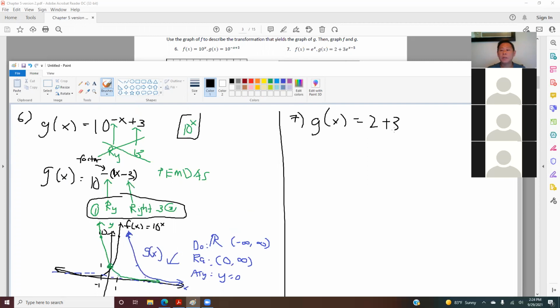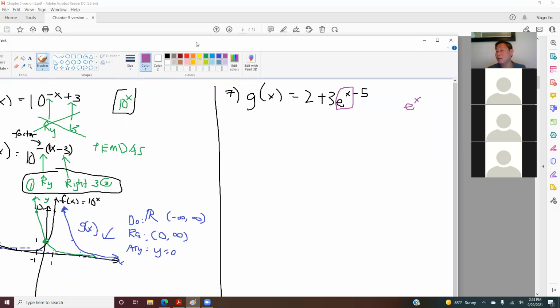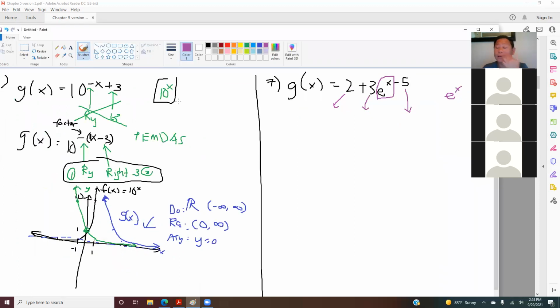2 plus 3 e^(x-5). So this is the function here, and the parent function in this case is e^x, which is this one. So if you take the e^x out from this g(x) function, you have quite a little bit of transformation. You got the 2, you got the 3, and you got the -5. So these are the transformations that we have. Okay, and we do not need to factor this because your x is already 1x. So 1x, you're good to go.